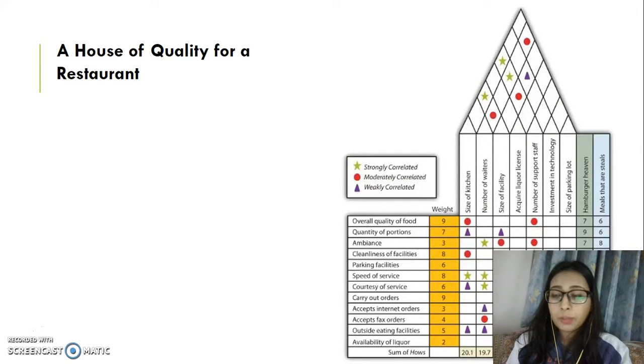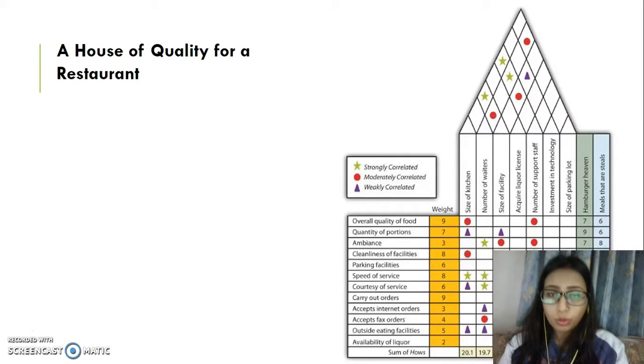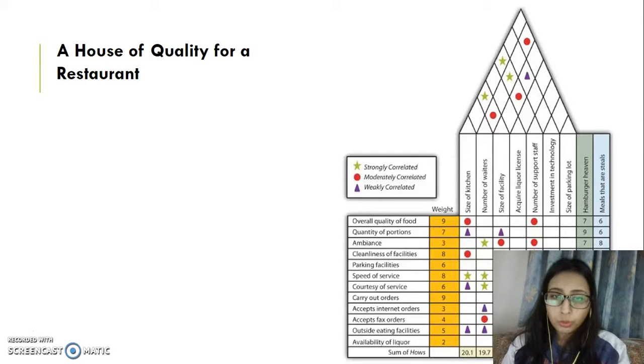Next, you have a development of relationship between the customer requirements and the product requirements or the technical characteristics. So here, the customer requirements include overall quality of food, quantity of portions, ambience, cleanliness facilities, parking facilities, etc. Over here, the customer has assigned weights to the different requirements, and over here, you have the different product characteristics that include size of the kitchen, number of waiters, size of facilities, etc. We're dealing with a restaurant here and not a product.